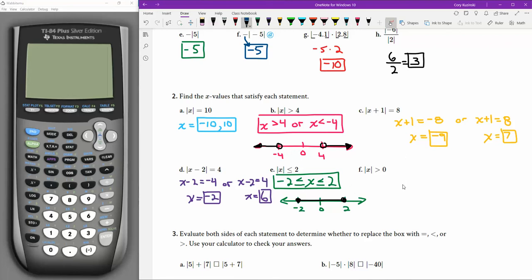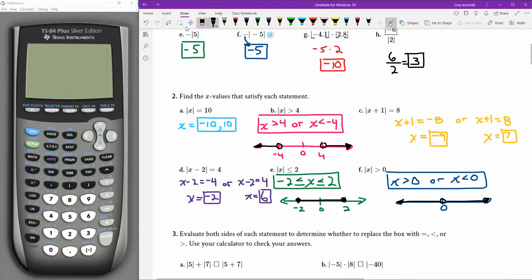One more. This one's kind of funky. X is greater than 0, or x is less than -0. That's the way we would put it, but that's just still 0. There's no such thing. That's really weird because it looks like almost everything, but really it's everything except 0. It can be greater than 0, less than 0. It just can't be 0. So let's even type that in. X can be anything except 0.